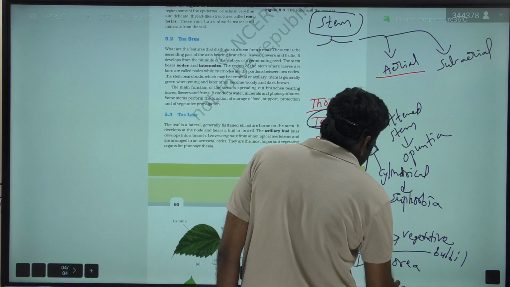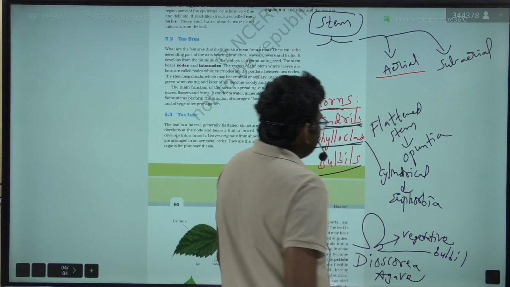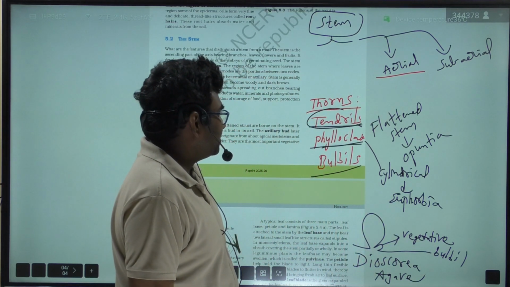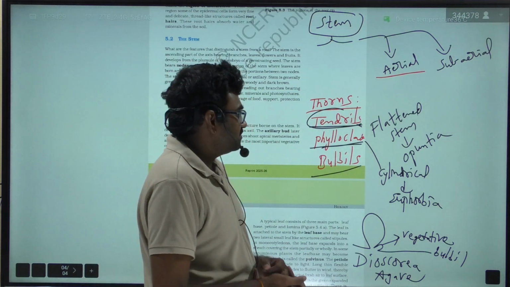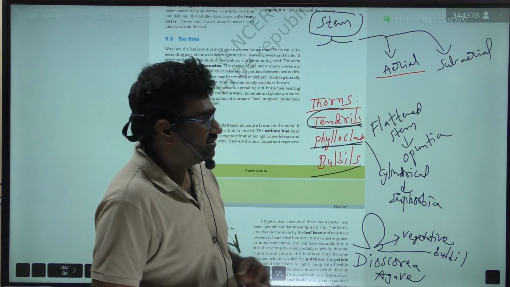Dioscorea and agave. So these are some of the important modifications of aerial stem modifications.